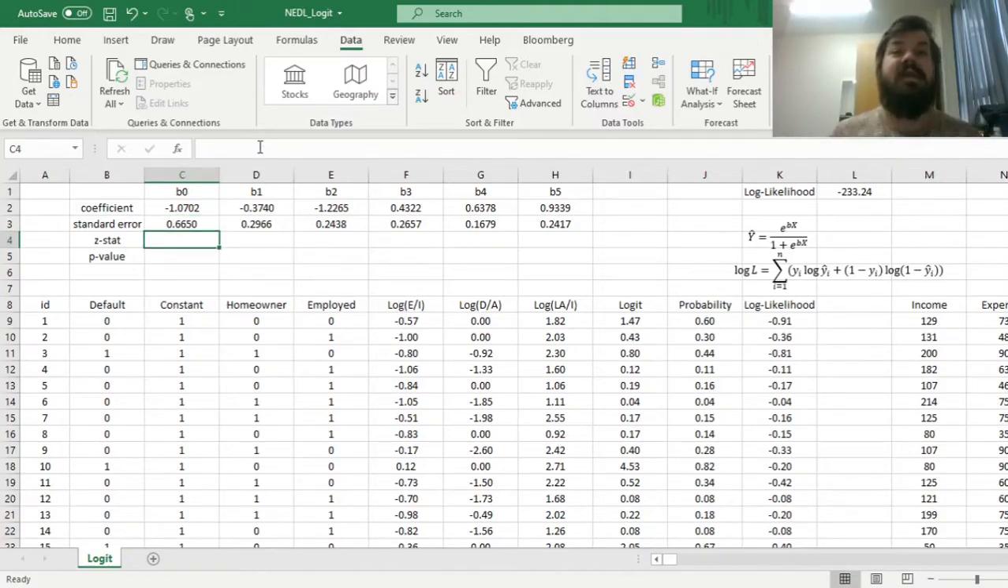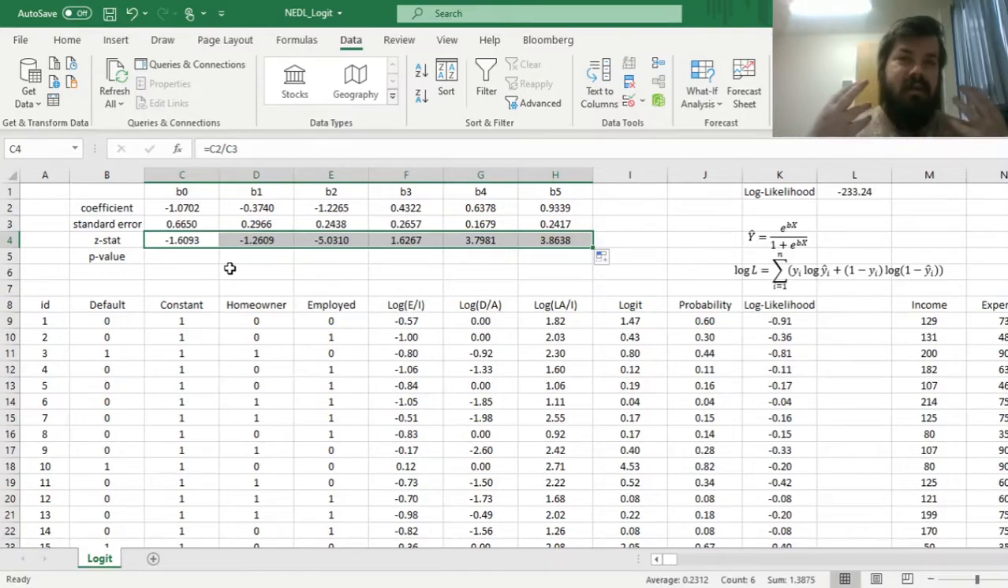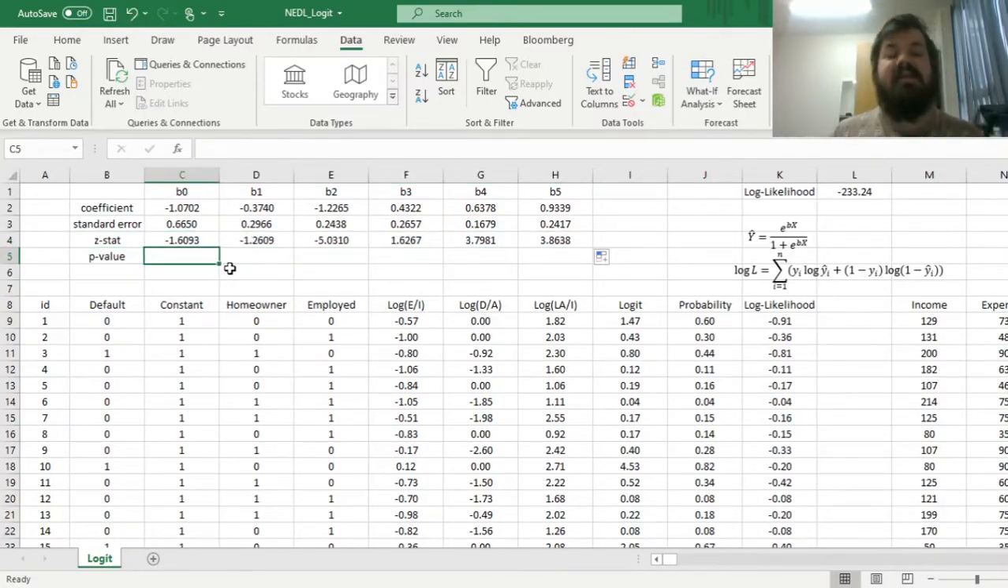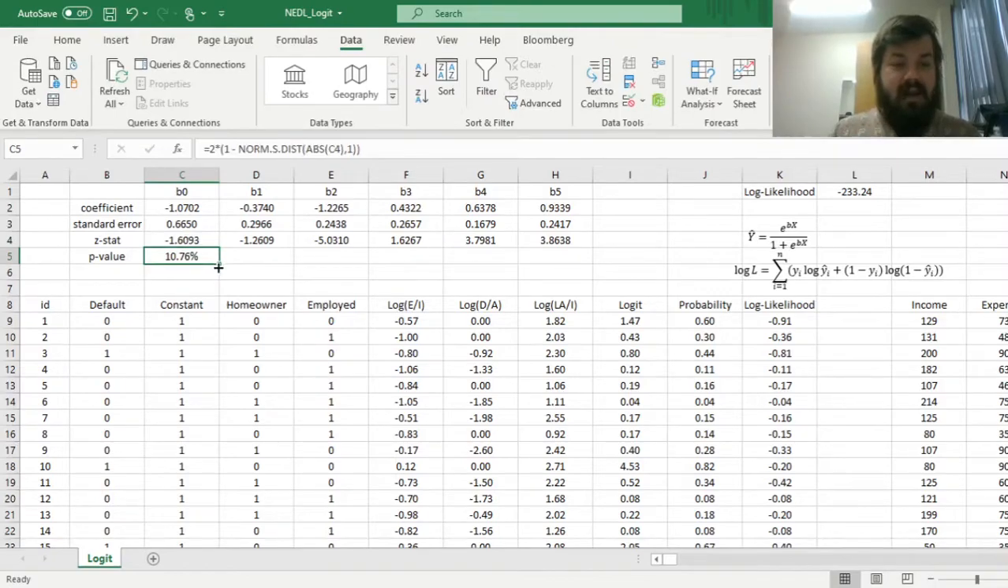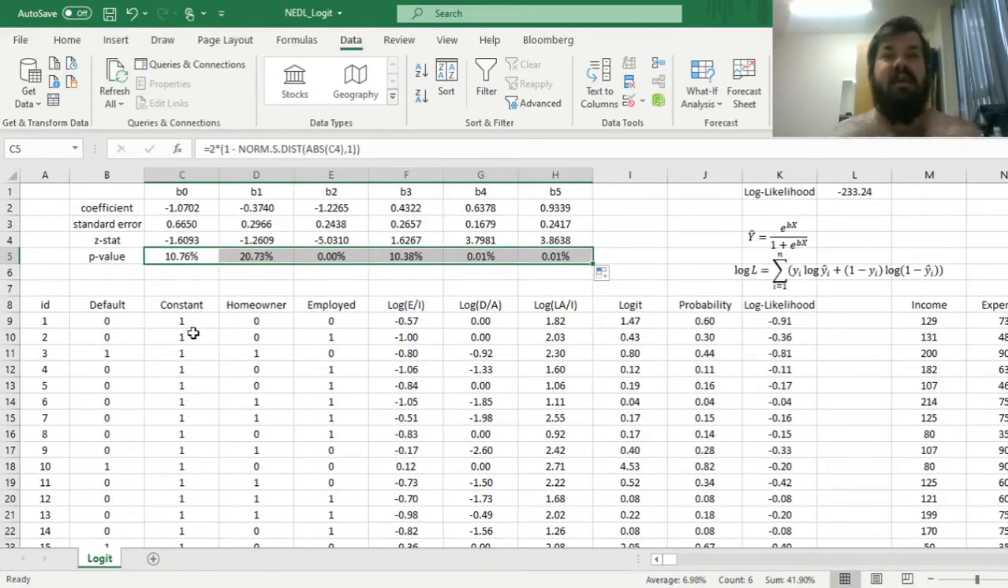Now, we can use the assumption that in large samples, the distribution of coefficients is approximately normal. So, dividing the coefficients by the standard errors, we get z-stats, our usual and well-behaved z-stats that can be tested for significance using a two-tailed test. So 2 times 1 minus the standard normal distribution. As arguments, we input the absolute value of our z-stat and 1 for cumulative. And here we can get our p-values for every single coefficient.